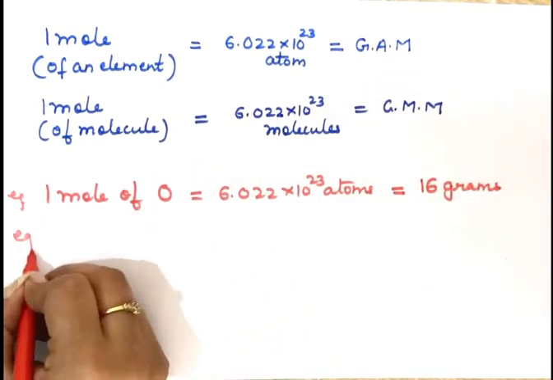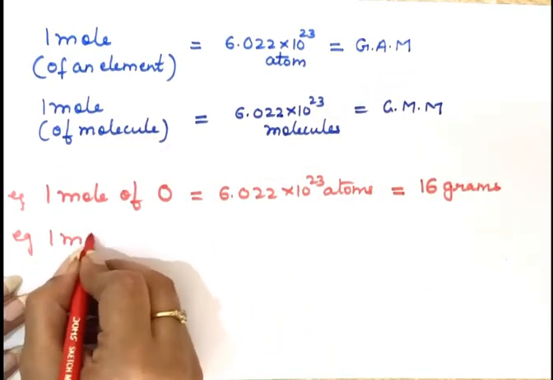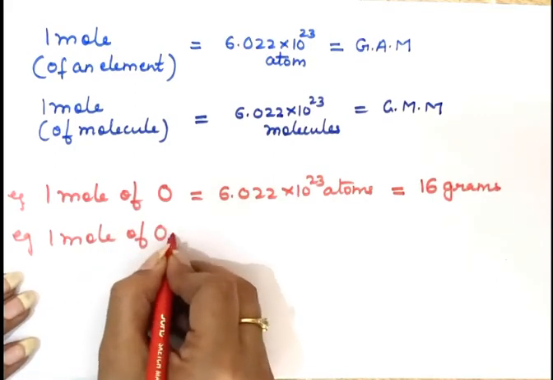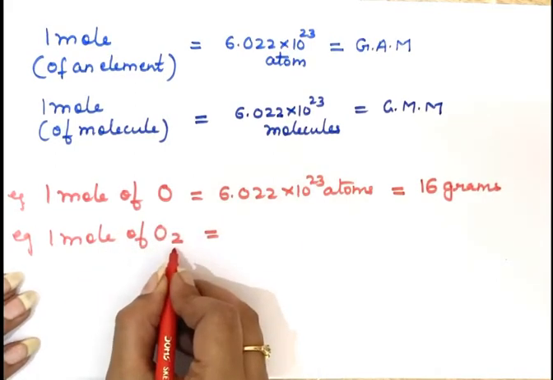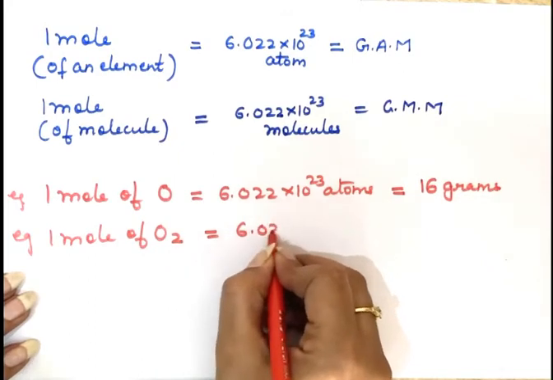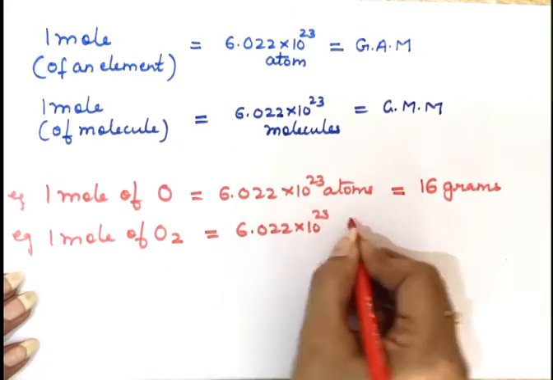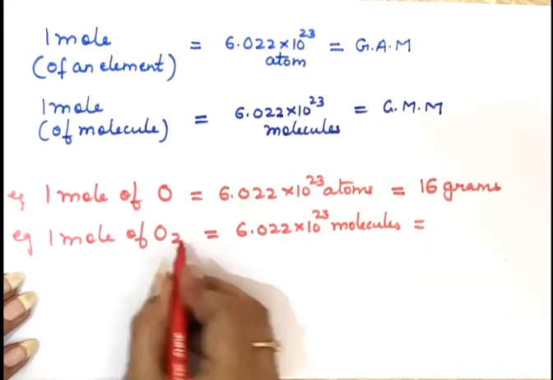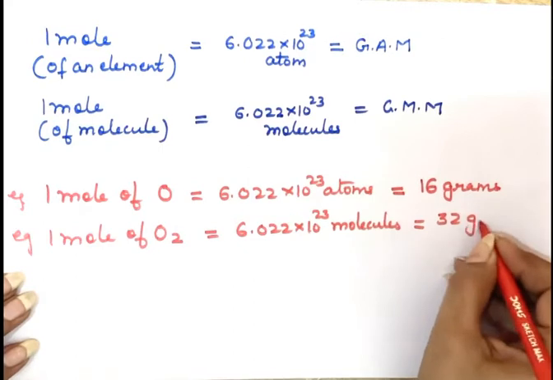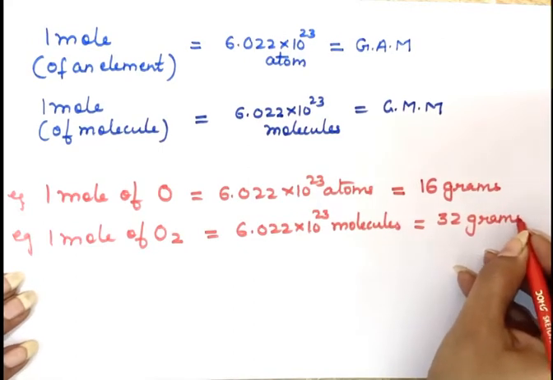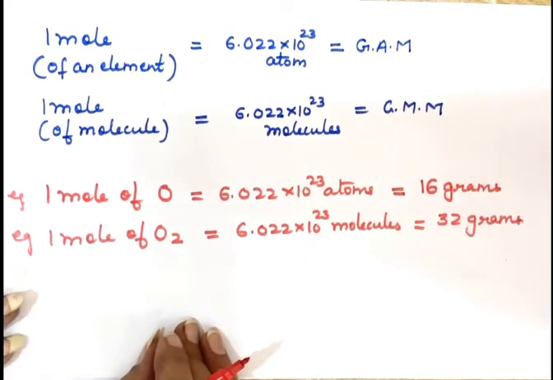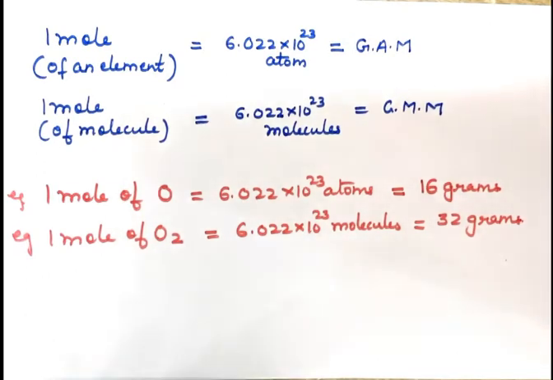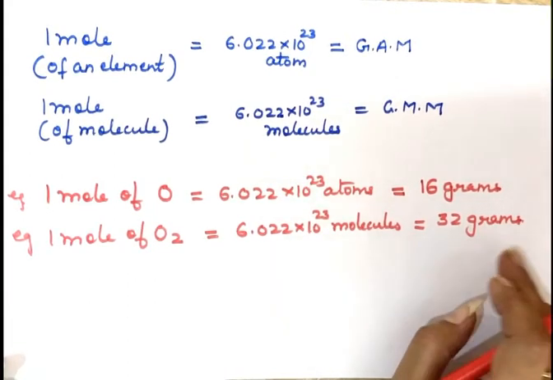Now next is 1 mole of molecules. If we take 1 mole of oxygen molecule, I am writing O2, that means it's a molecule. In this there will be how many molecules? These many number of molecules. And the mass of this is 16 into 2, 32, and the unit we write is grams for this. So this is the difference between atoms and molecules, and these masses, gram atomic mass and gram molecular mass, and we have learned how to calculate the molecular mass.